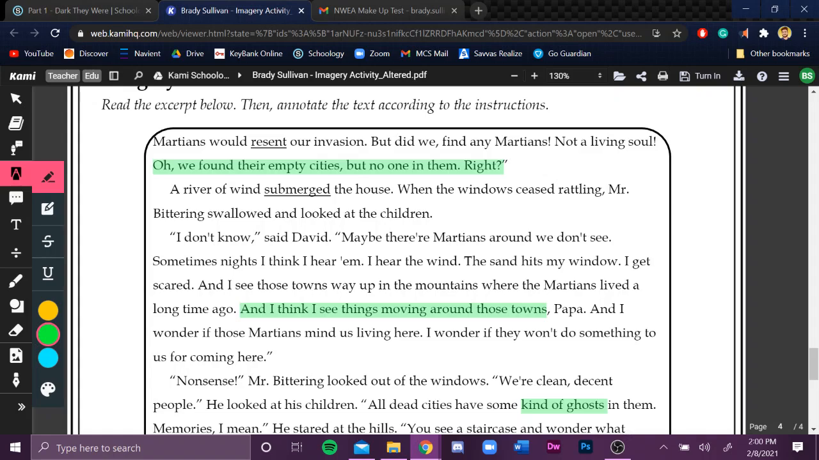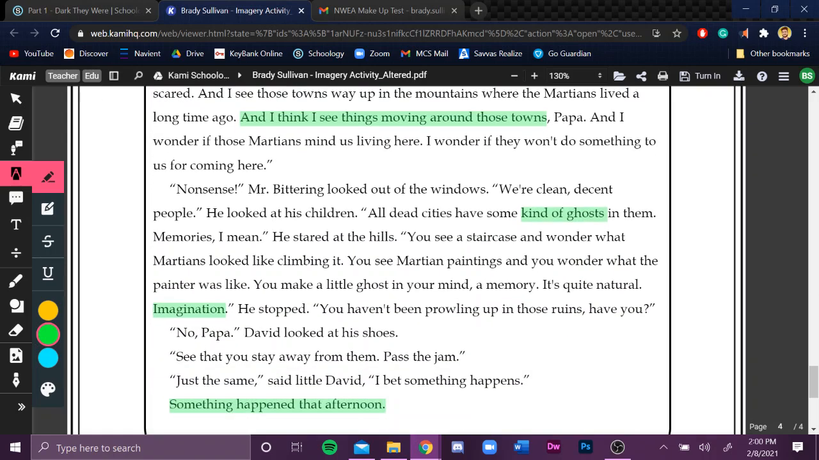And I wonder if those Martians mind us living here. I wonder if they won't do something about it. Nonsense, Mr. Bittering said, looking out the windows. We're clean, decent people. He looked at his children. All those dead cities have some kind of ghost in them. Memories. He stared at the hills. You look at a staircase and you wonder what the Martians must have looked like climbing it. You see the Martian paintings and you wonder what the painter must have been like. And you make up these little ghosts in your mind, but they're just a memory. It's natural. It's just your imagination.